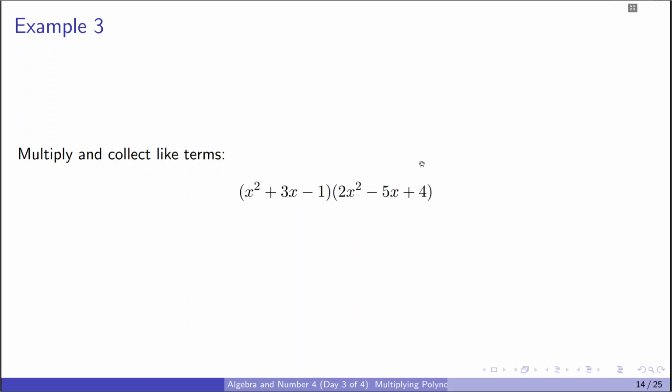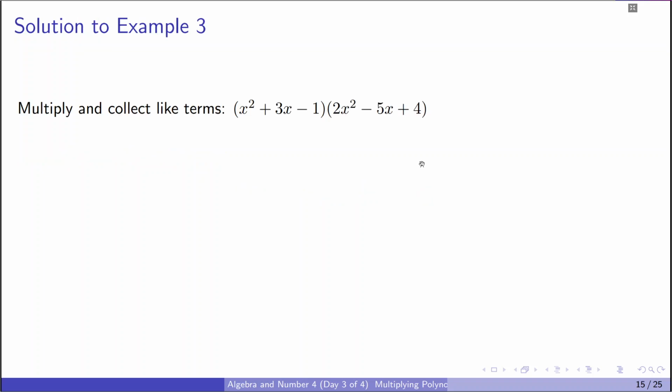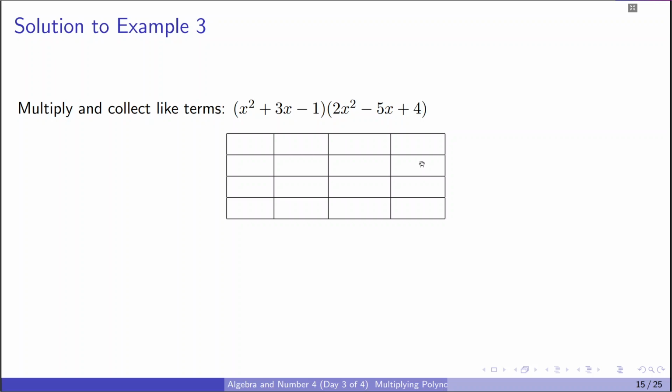Third and final example, 3 terms by 3 terms. We're going to have 9 terms before we start collecting like terms. So let's start putting them into boxes. x squared, 3x, negative 1. 2x squared, negative 5x, plus 4. We have our boxes set up. Every exponent is represented, so we don't need 0 x's anywhere.